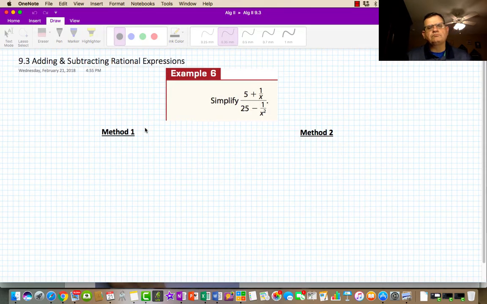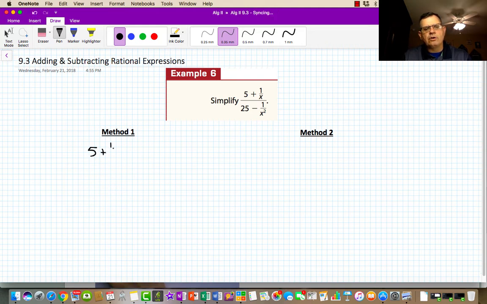Next. Okay, let's do a couple different methods on this one. So we have 5 plus 1 over x all over 25 minus 1 over x squared. And so what you do is you say, what's the largest denominator? Well, I have a 1 as a denominator here, 25 over 1. I have x and I have x squared. So let's multiply top and bottom by x squared, the highest exponent denominator. Top and bottom, because x squared over x squared is just 1.